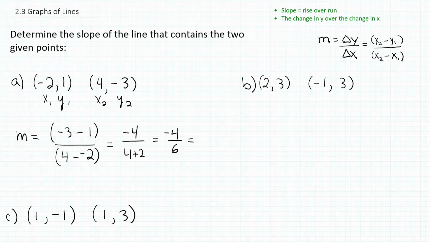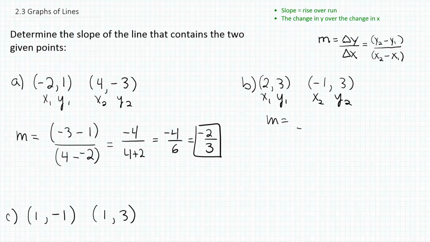Now you can reduce that, of course. 2 goes into both of those, giving you negative 2/3. All right, let's look at example B then. For the slope for this one, it'll be m is equal to, again, x1, y1, x2, y2.